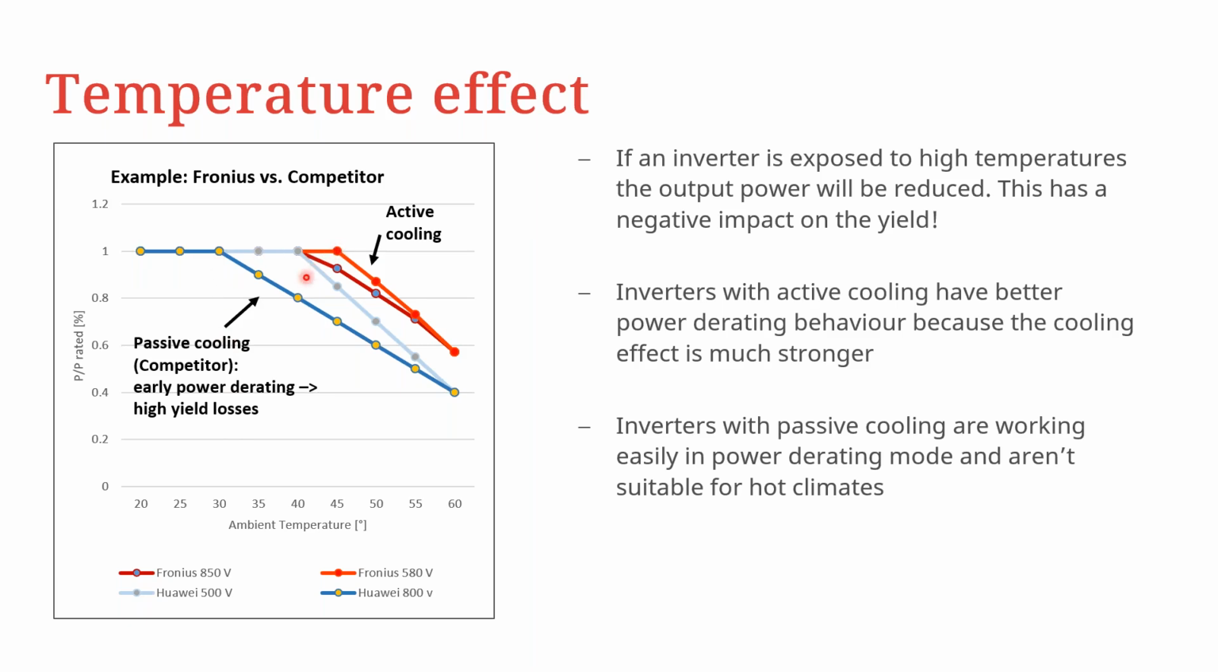So if you look at the difference between these two derating points, comparing the Fronius and the competitor, this would tell you how much yield you're going to lose if you're using a passively cooled inverter in this kind of ambient temperatures.